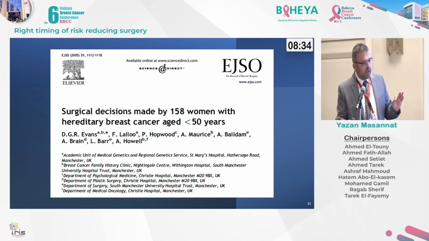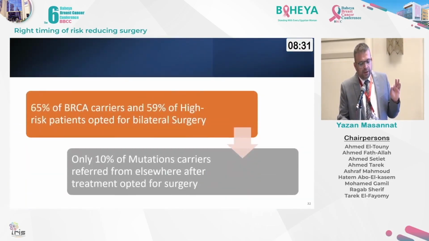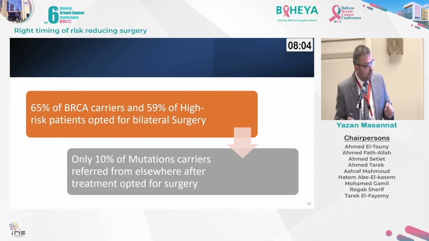158 patients were diagnosed, and 65% of patients that were diagnosed and knew that they were gene carriers opted to have bilateral mastectomies and reconstruction. And 60% of high-risk patients that did not have the gene. But the patients that were diagnosed elsewhere, did not have genetic testing, and were then referred and found to be gene positive, after finishing their treatments, only 10% opted to have the mastectomies and reconstruction.